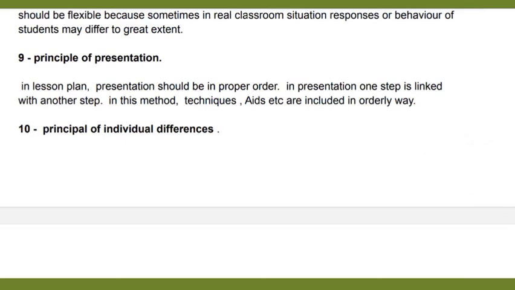Principle of presentation in lesson plan: presentation should be in proper order. In presentation, one step is linked with another step. In this method, teaching techniques are included in an orderly way. So presentation should be in proper order, means presentation 1, presentation 2, like this we have to properly order all the presentations that we are going to teach to students.